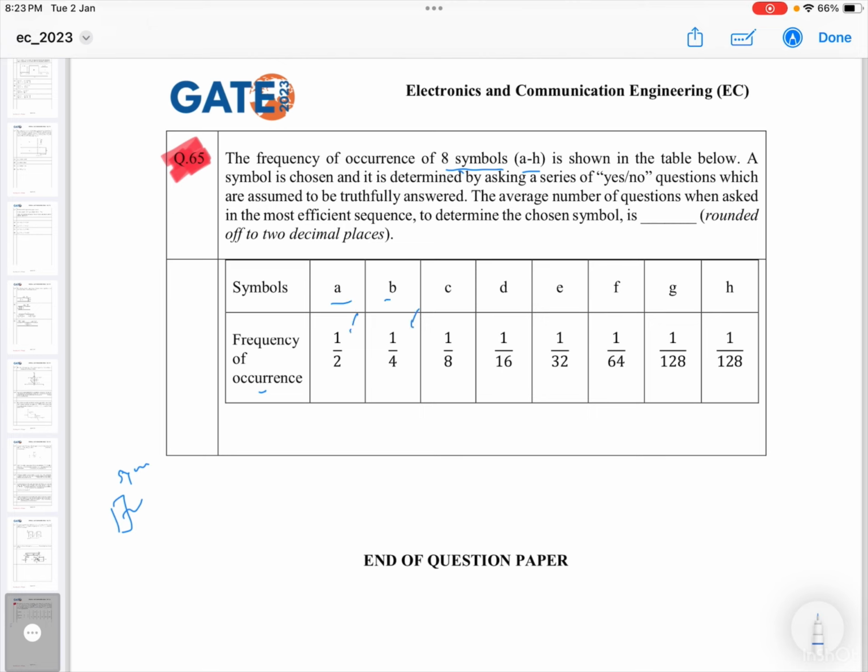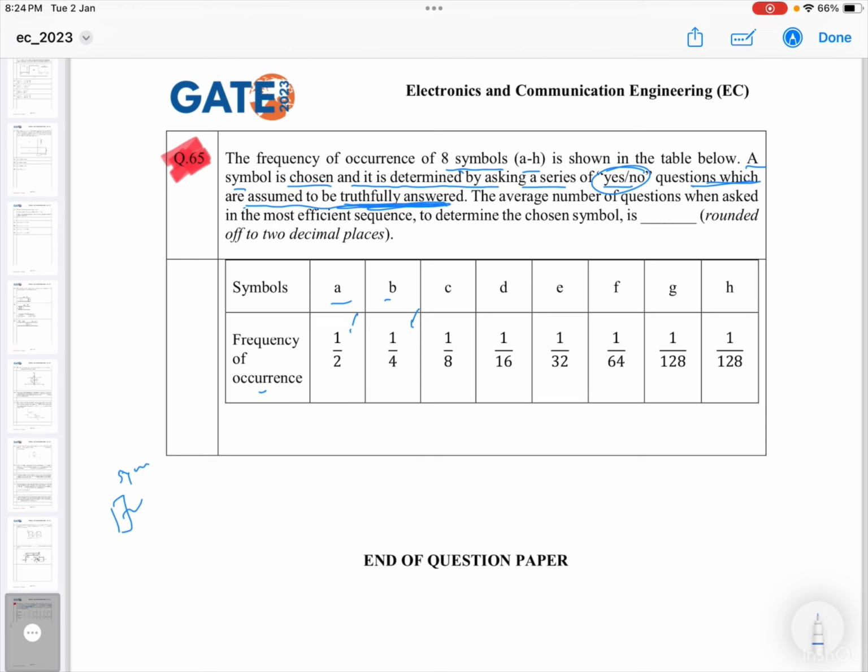So what we have been asked is that some symbol is chosen, and it is determined by asking a series of yes or no questions, which are assumed to be truthfully answered. So we have to choose a symbol from this. The rule of choosing the symbol is that you can ask a question, and that question could have the answer yes or no, and it is also given that the answer you will get is true, right? That means you are asking a question, and that person will tell you a truthful answer, right?